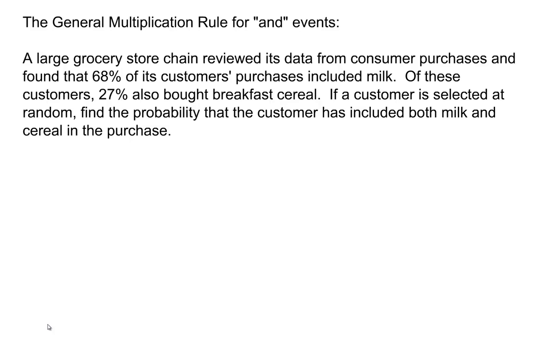Let's now take a look at the general multiplication rule for AND events. Here's our example. A large grocery store chain reviewed its data from consumer purchases and found that 68% of its customers' purchases included milk. Of these customers, 27% also bought breakfast cereal. If a customer is selected at random, find the probability that the customer has included both milk and cereal in the purchase.